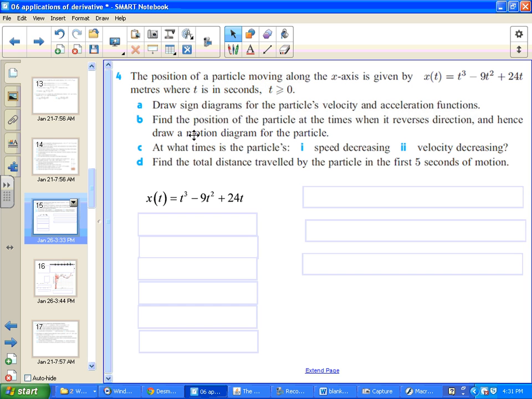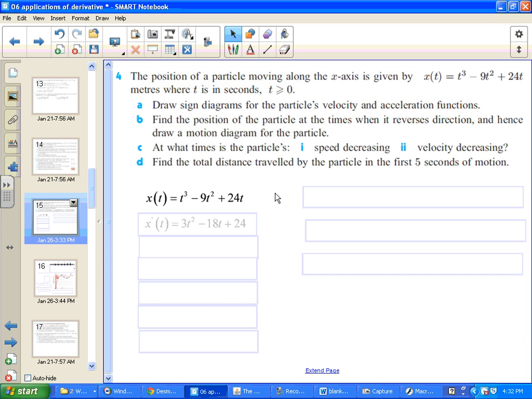And there is such a thing as a motion diagram where we're just drawing it along a horizontal, but we're going to show this on a two-dimensional graph so we don't have to learn something new. And see at what time the particle's speed is decreasing versus when its velocity is decreasing. And finally, we need to find the total distance traveled by the particle within the first 5 seconds of motion. All of these questions, B, C, and D, can be answered by using our derivatives.